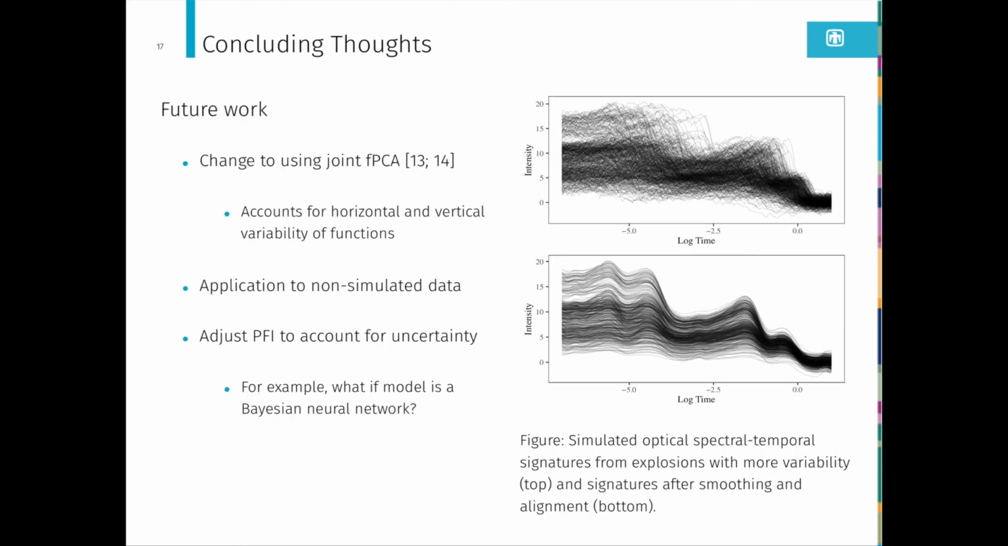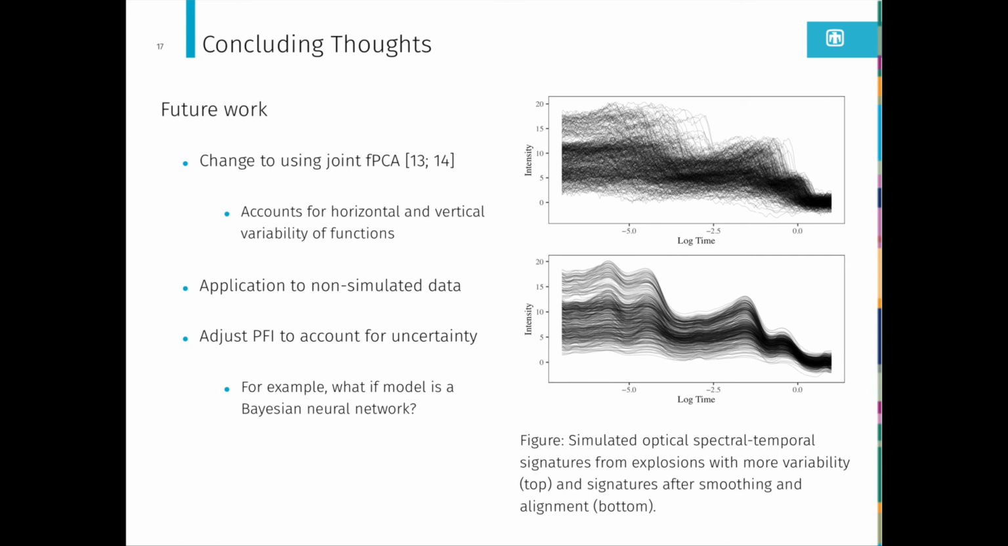Going forward, we have various routes that we would like to explore and use to improve the approach. First of all, we have been using a basic implementation of fPCA that only accounts for the variability in the horizontal direction of the functions. The more sophisticated method known as joint fPCA accounts for both the variability in the horizontal and vertical directions of functions. This is important with noisier data, as would most likely be seen with a real dataset in our application.